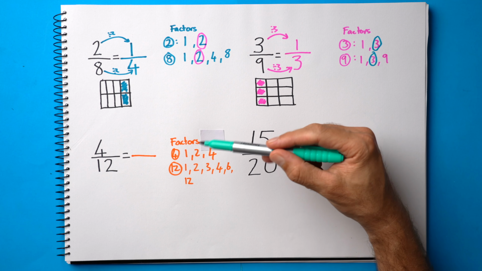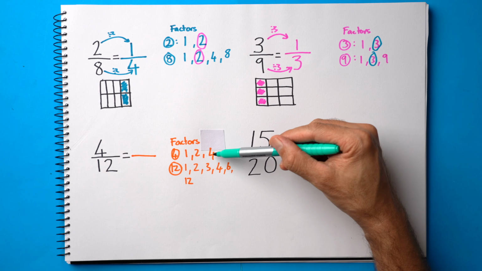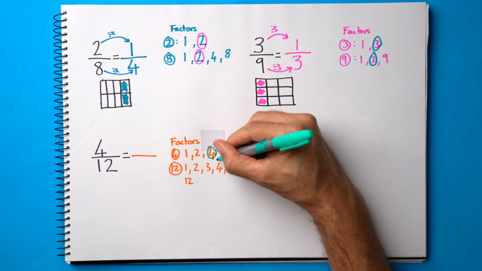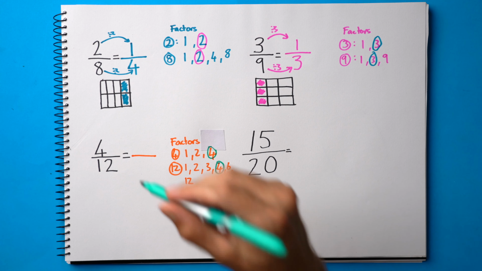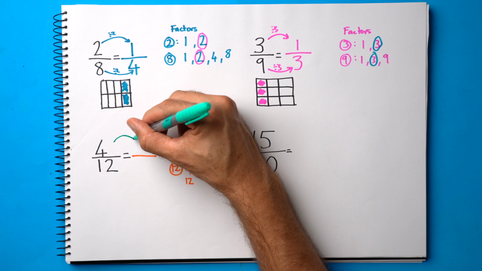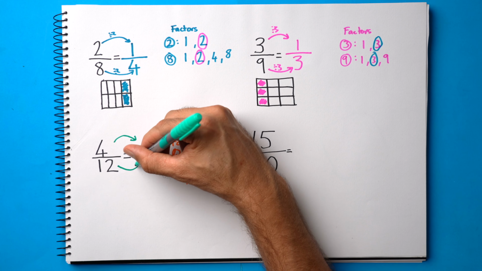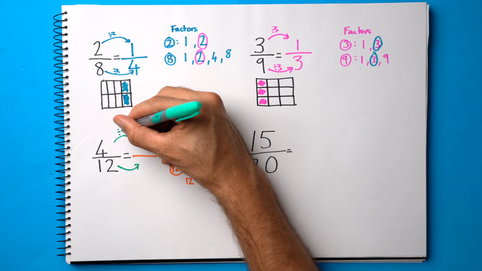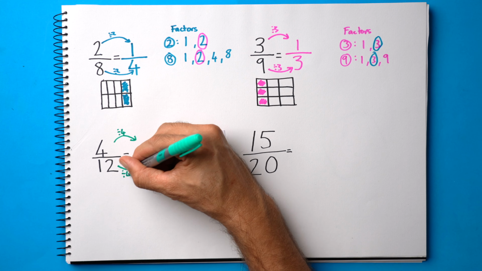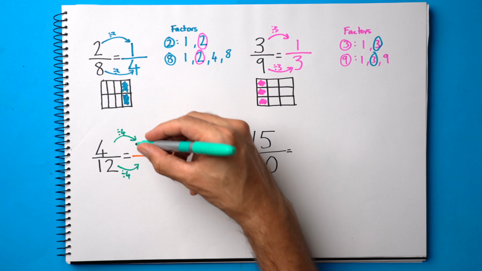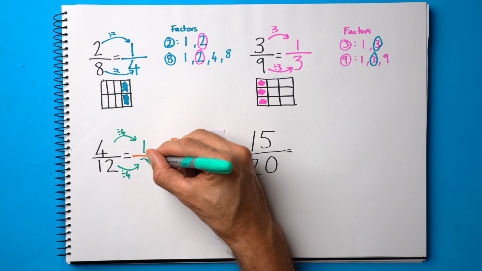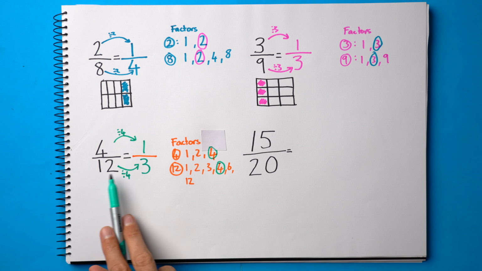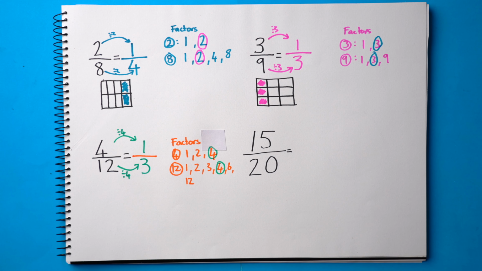So we're looking for the highest common factor. 4 is the highest common factor. I've got there and there. So that's the factor that we're going to use to divide by. So once again, I'm going to do the same thing to the top and the bottom. Divide by 4, divide by 4. 4 divided by 4 is 1, and 12 divided by 4 is 3. So 4/12 is the same as 1/3. You could draw that one yourself if you want to check it out.